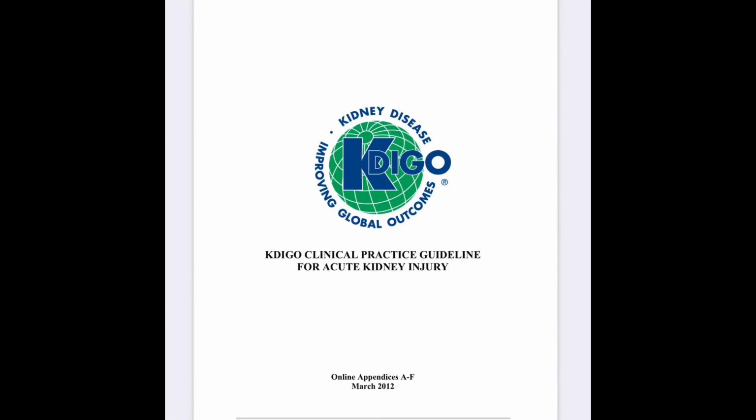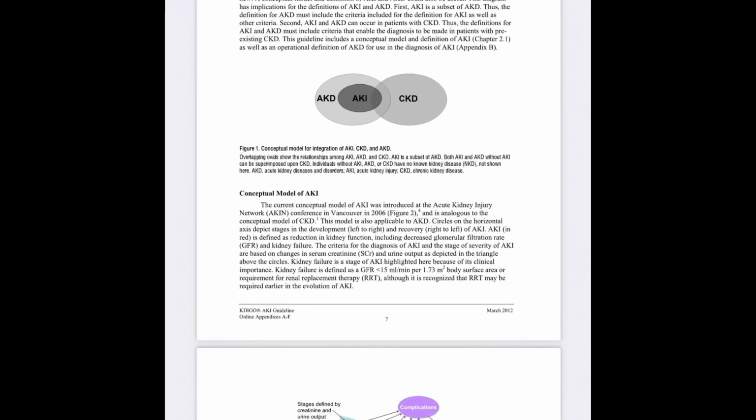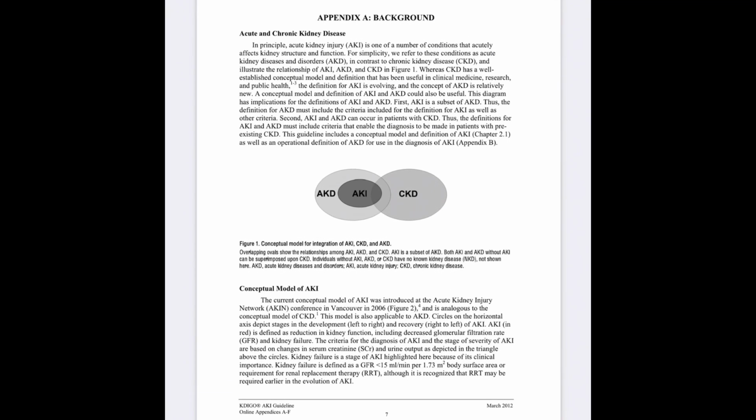And lastly, one of the resources I recommend reviewing while looking over the AKI guidelines is the appendices that KDIGO releases as well. These appendices go over in much more detail some of the topics they talk about within their normal guidelines.